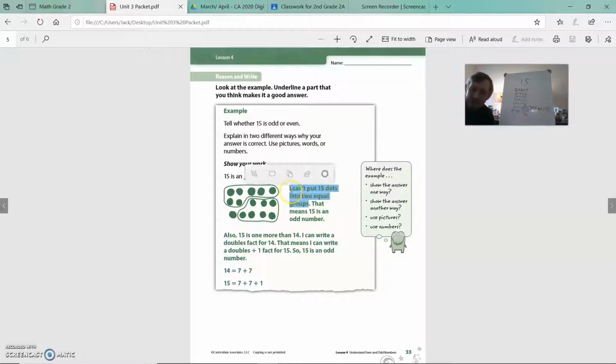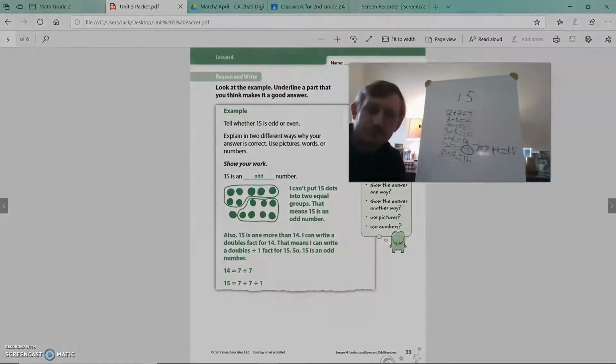Can you put it into 2 equal groups? After that, our fake student also did it using numbers. And he wrote, also, 15 is 1 more than 14. I can write a doubles fact for 14. That means I can write a doubles plus 1 fact for 15. So it is an odd number.